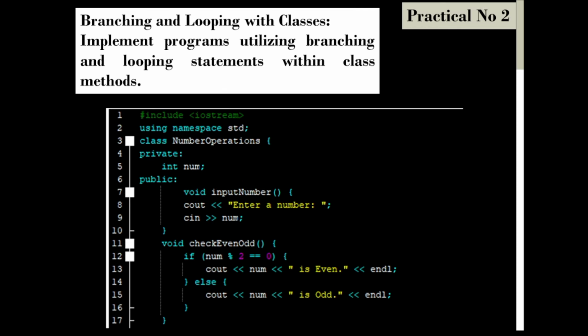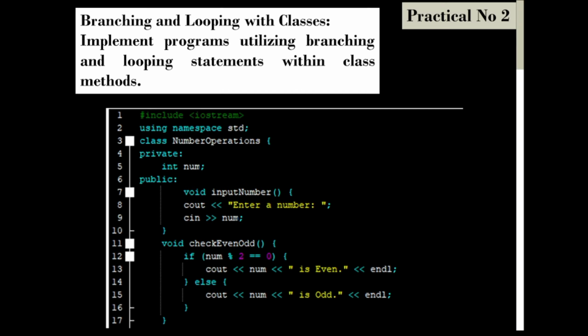Then we have public, void inputNumber(), curly bracket, cout << "Enter a number", cin >> num. Here, the purpose is to prompt the user to enter a number and store it in num. cout is basically to print the message. cin is taking the input from the user.